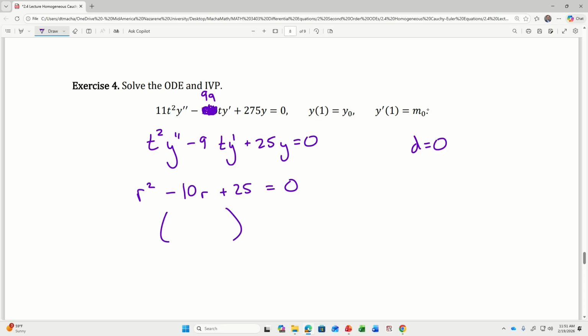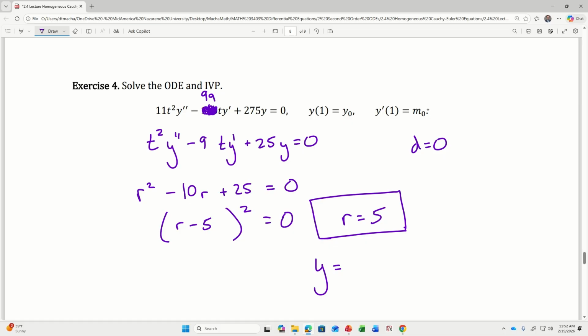How does this factor? R minus 5 squared. So that means I have only one value of r, repeated. What does the general solution look like then? C1 t to the r, t to the fifth, yeah. Plus C2 t to the fifth ln of t. Nice.